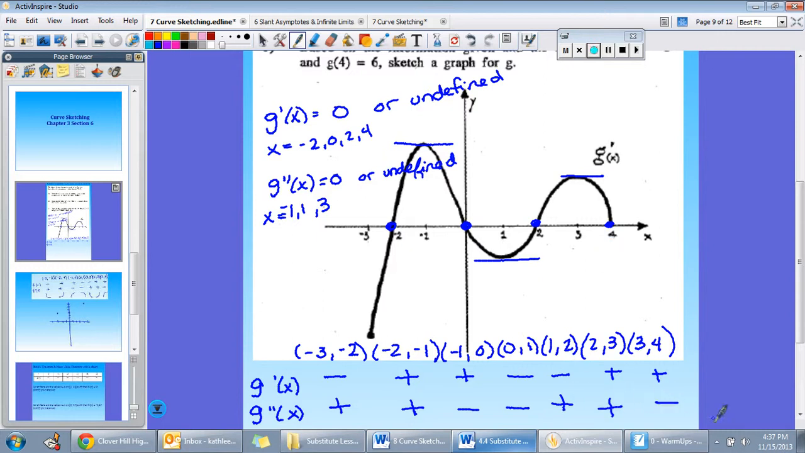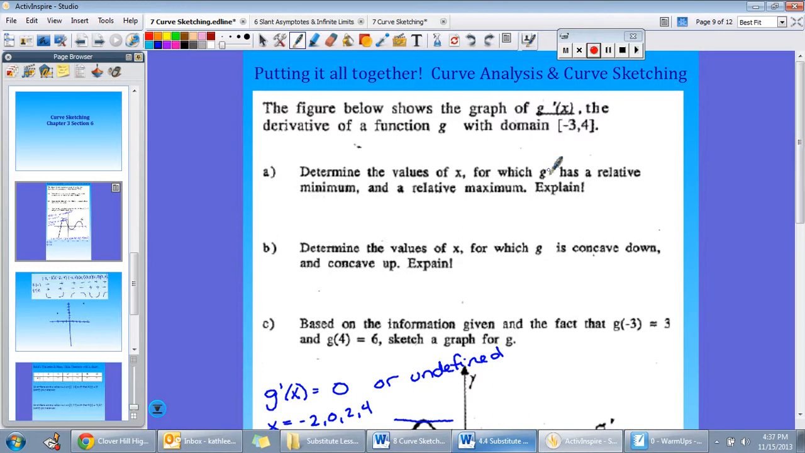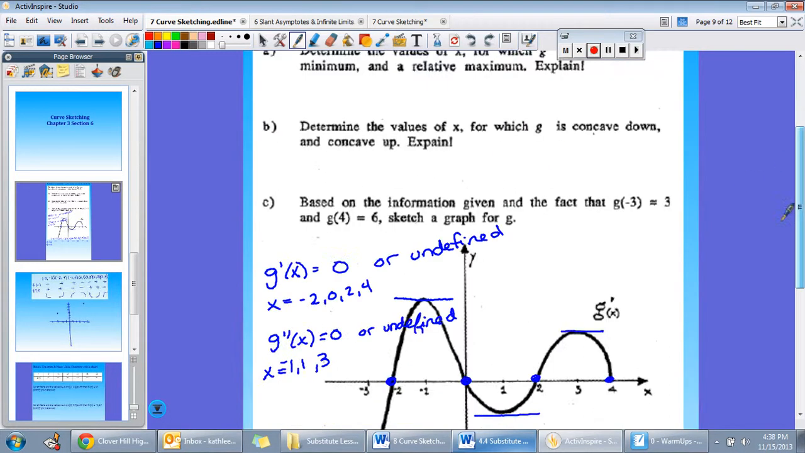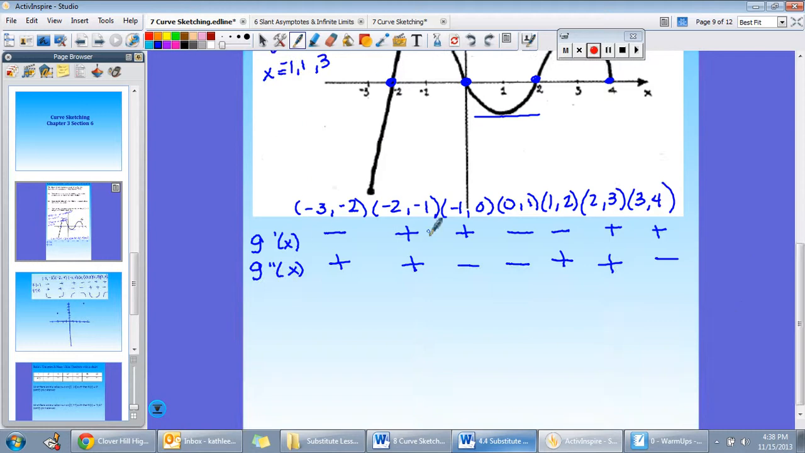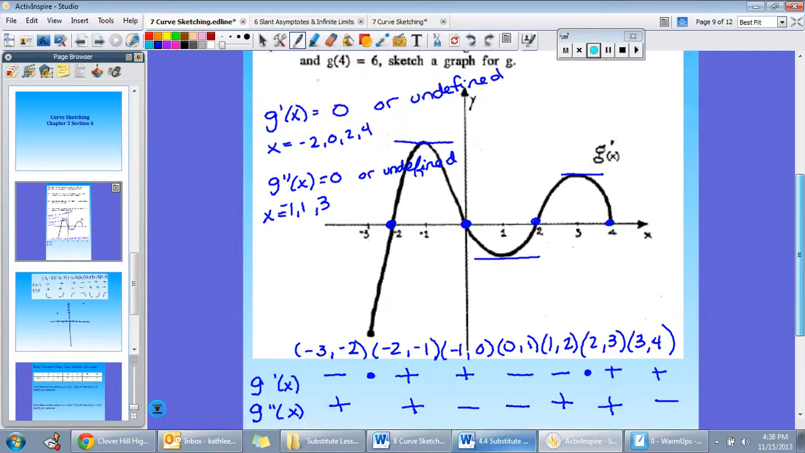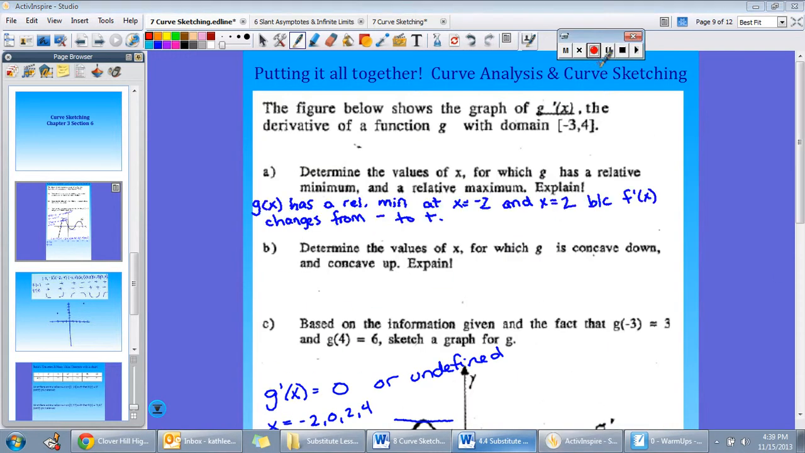So now we can make conclusion statements about where the g graph has a relative minimum and a relative maximum. We know that g has a relative minimum everywhere that the graph changes from a negative g prime to a positive g prime, at -2 and +2. And we write our answer like this.